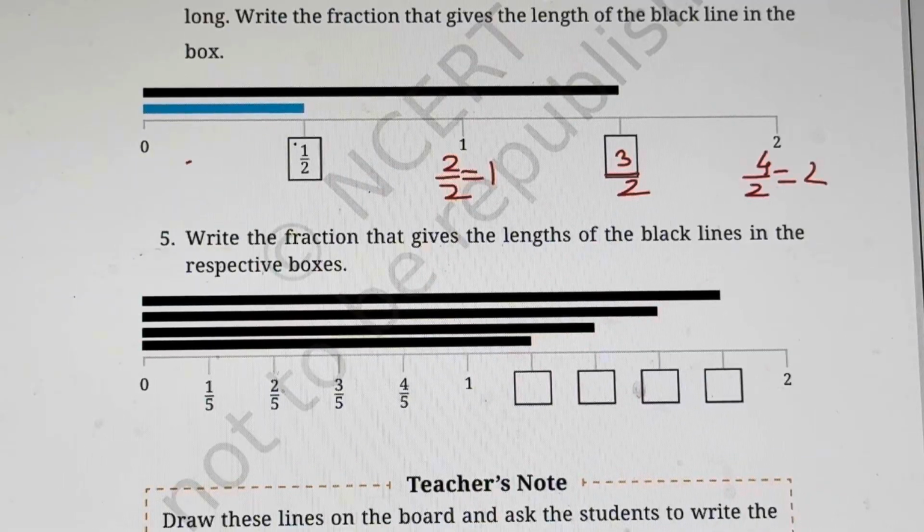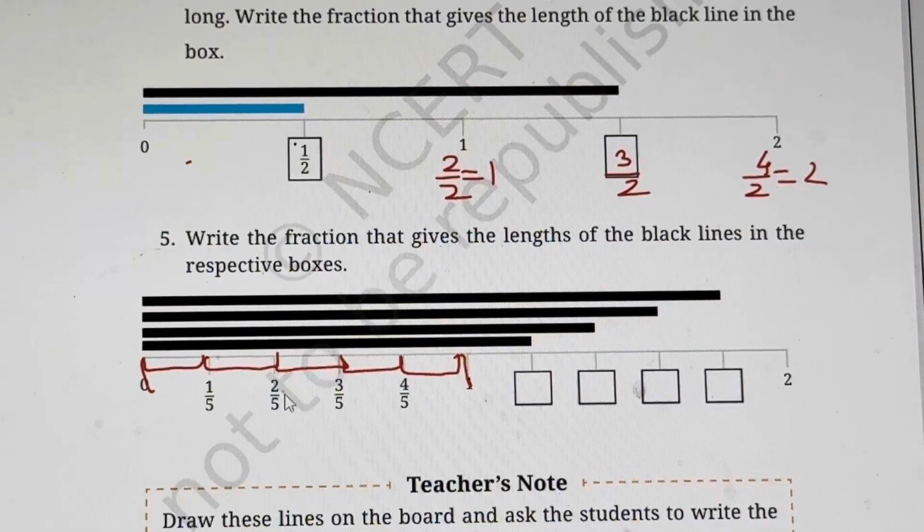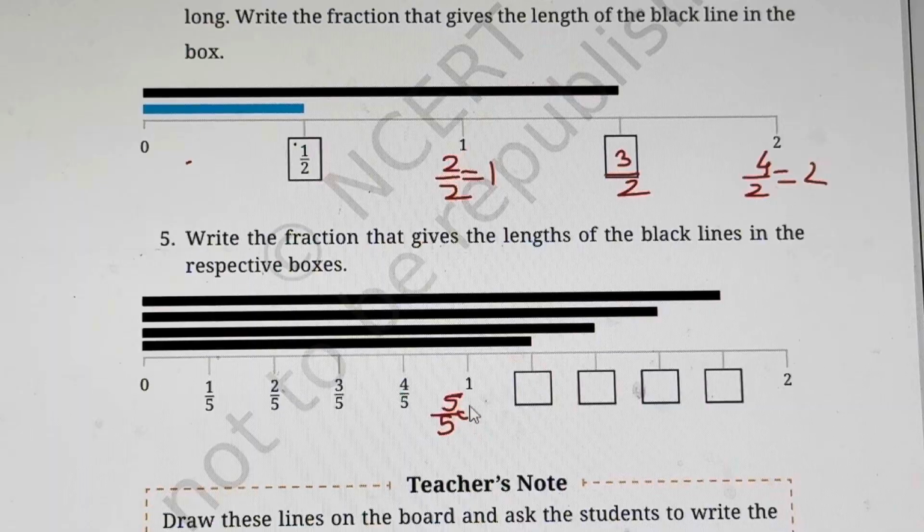Question number 5. Write the fraction that gives the length of the black line in the respective boxes. Now the second way which I explained in question number 4 comes here in the picture. That would make your work easier. Now you can see that between 0 and 1, how many parts are there? 1, 2, 3, 4 and 5 parts are there. That's why the denominator is 5. And starting from 1, we write 1 upon 5, 2 upon 5, 3 upon 5, 4 upon 5. So this naturally will be equal to 5 upon 5, which is equal to 1.